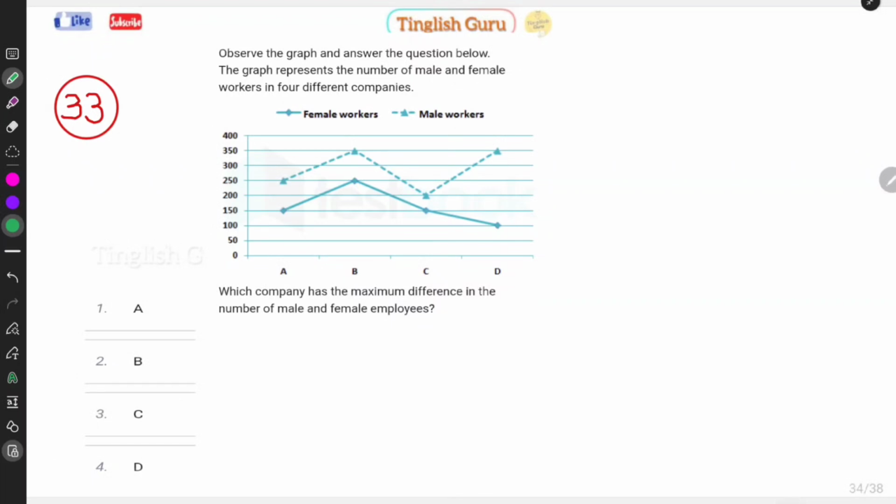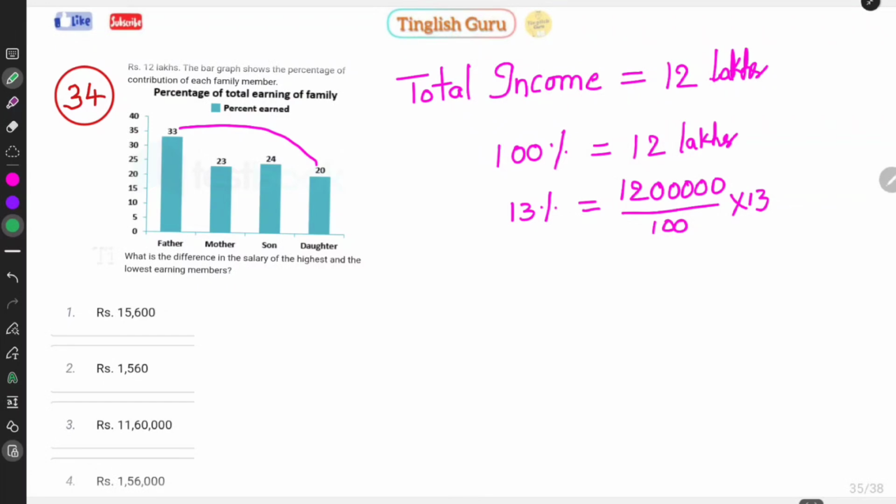this is a graph question. This is a very simple question. Which company has the maximum difference in the number of male and female employees? This is the female employees line and this is the male employees line. Just by observing we can say where the difference is more. So this is the area of more difference. So that means in company D we have more difference between the number of male and female employees. So option is 4.